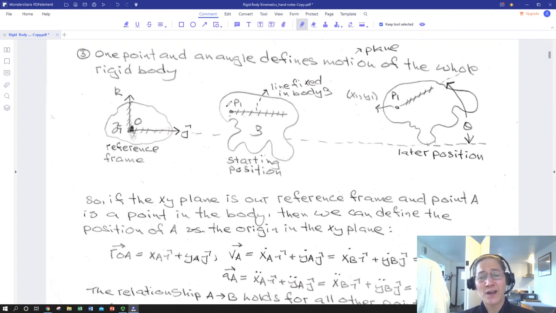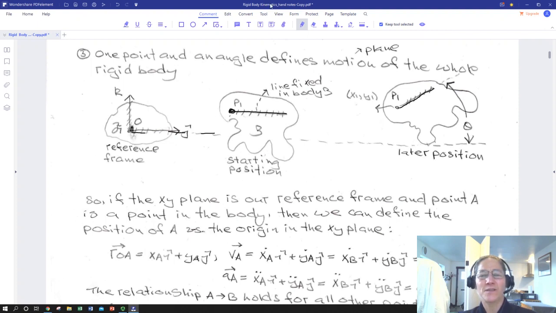the whole body. Well, I could also settle for 1 point and a fixed line of known orientation, which is a sneaky way of saying 2 points, because to define this line you've got to have another point out here. But the nice thing about a line, as opposed to 2 points, is lines are really handy for making angles. And if we can define the angle by using that line that's on the body with respect to an axis in our reference frame over here.